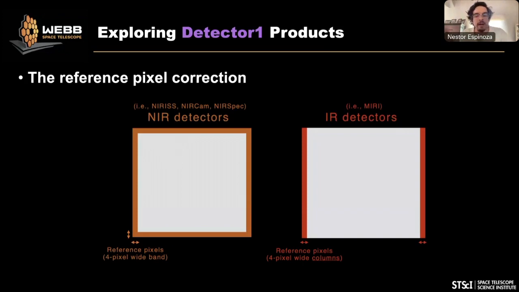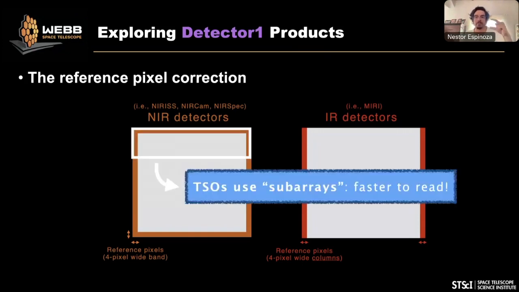An interesting thing, however, is that when you are doing time series observations, you want to read with a very, very fast cadence. And reading the entire detector takes a lot of time. Also, it will saturate the detector very, very quickly. So what we do is read in subarrays. We read portions of the detectors. And that's a double-edged sword. It's great because you can read faster and observe brighter objects. But the counter side is that some of those subarrays don't have reference pixels.